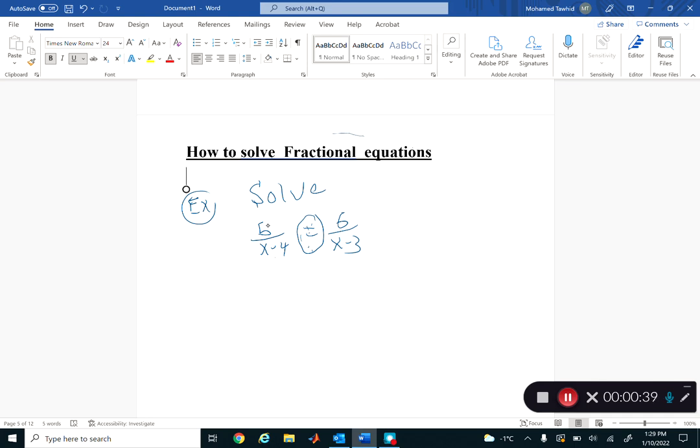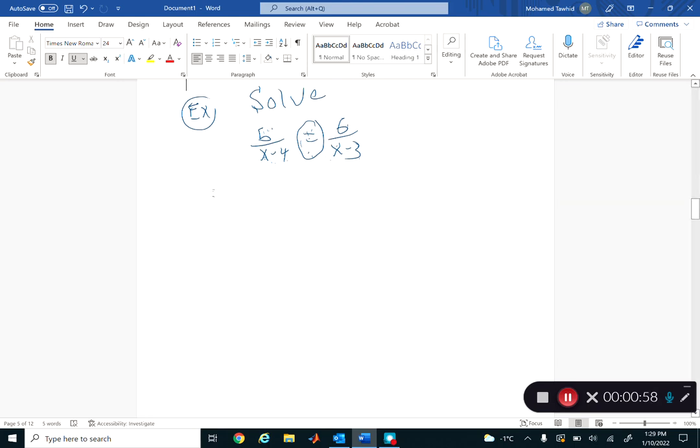Look what you have. You have fractions on both sides here. But even if it's one side only, you have a fraction. 5 divided by x minus 4 equals 6 over x minus 3. That is a fraction here and a fraction here. If you have a fraction on even one side only, we call it a fractional equation. How to solve this?